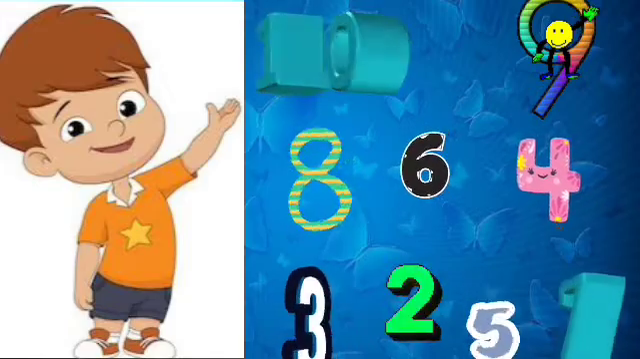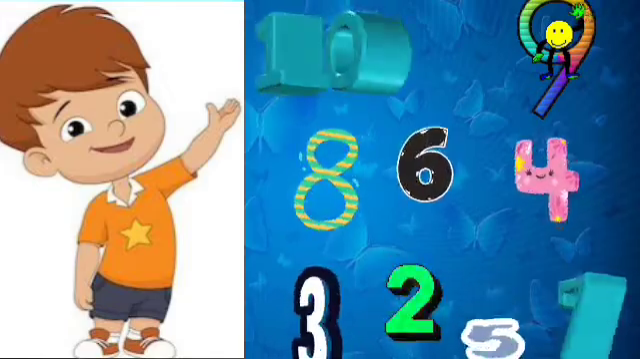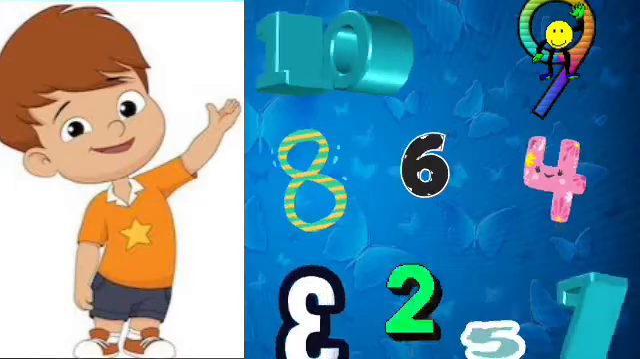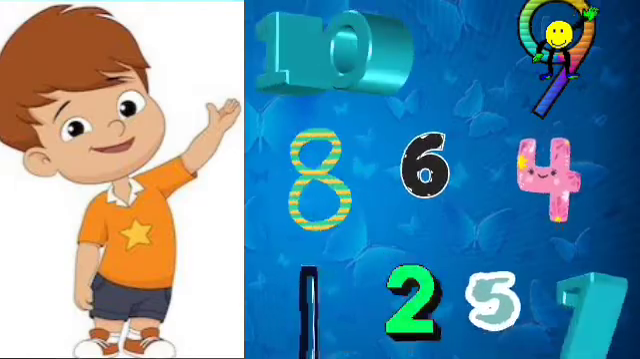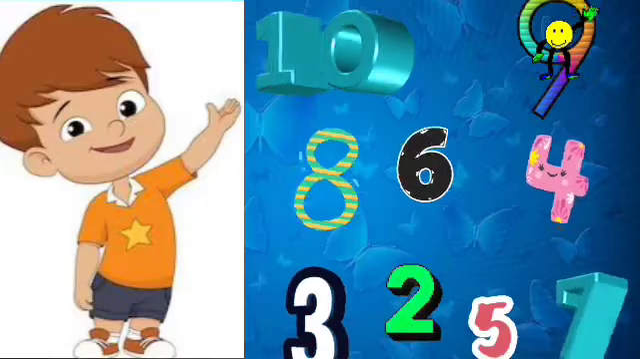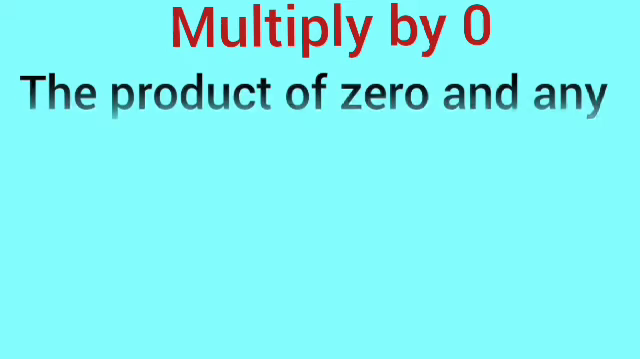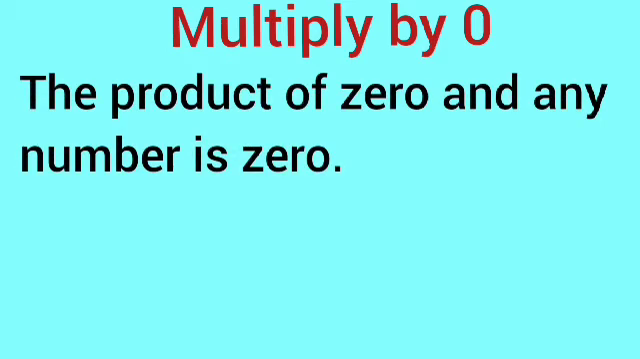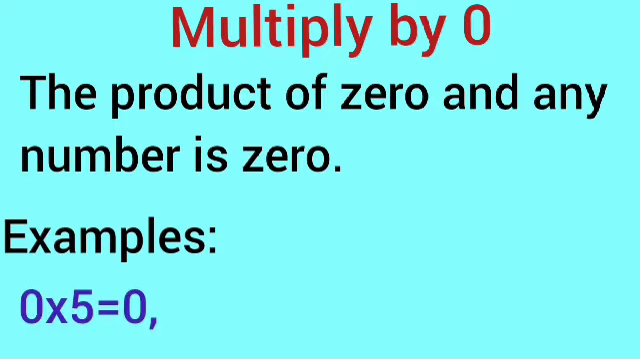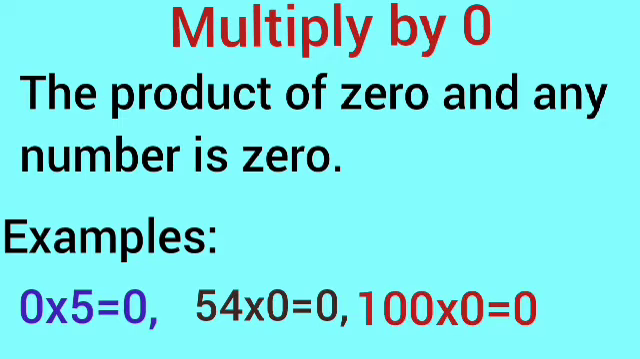Children, in the previous class we have learned multiplication tables and simple multiplication sums. Today we are going to learn the standard algorithm and properties of multiplication. Multiply by 0. The product of 0 and any number is 0. 0 into 5 equals 0. 54 into 0 equals 0. And 100 into 0 equals 0.